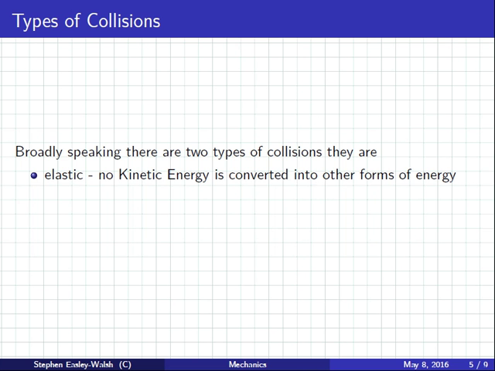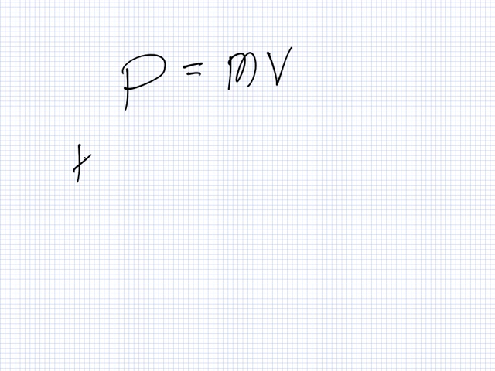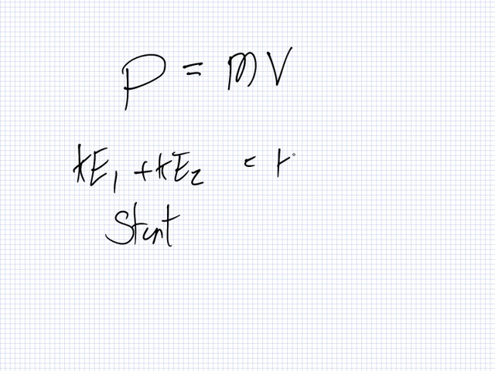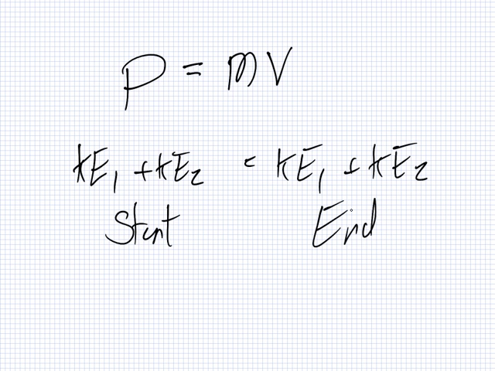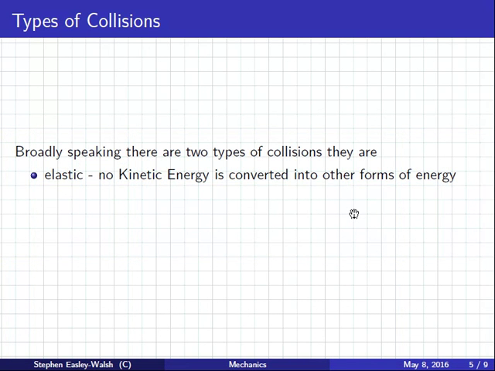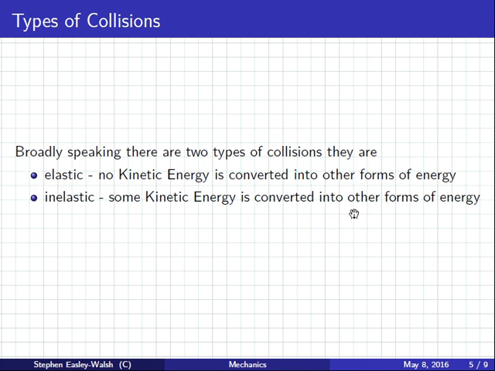no kinetic energy is converted. So if you want it as a formula, elastic means KE1 plus KE2 at the start equals KE1 plus KE2 at the end. The kinetic energy doesn't change from the start to the end. This is elastic. So then what do you think inelastic means? Not it changes. The opposite. So some kinetic energy is converted. So, if the kinetic energy stays the same, you call it elastic, and if the kinetic energy changes, you call it inelastic.